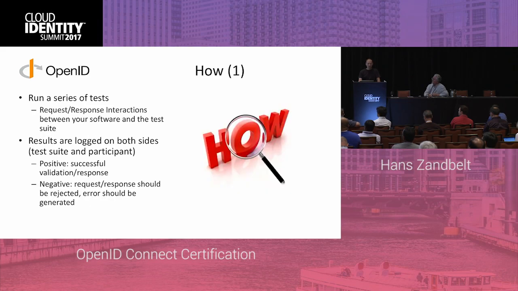So how is it actually done, certification? You run a series of tests like I've described there, and these are request-response interactions between your client, your library, your tool, and the test suite. The results, as I said, are logged on both sides, and a result can be a positive test, like, okay, this signature validates on that token, or it can be a negative test, right? So if the tool, for example, signs an ID token that it sends to your relying party with the wrong key, you should reject that token. That's a negative test, and you should record that you are refusing to accept that token to pass the test.